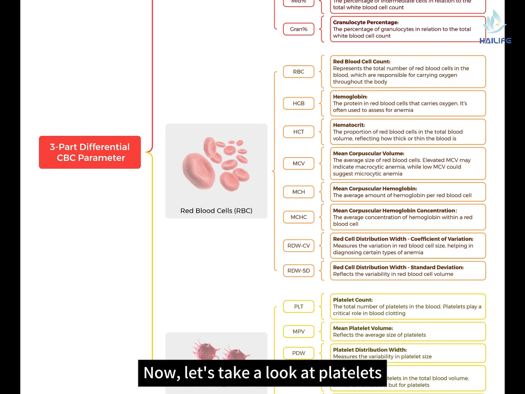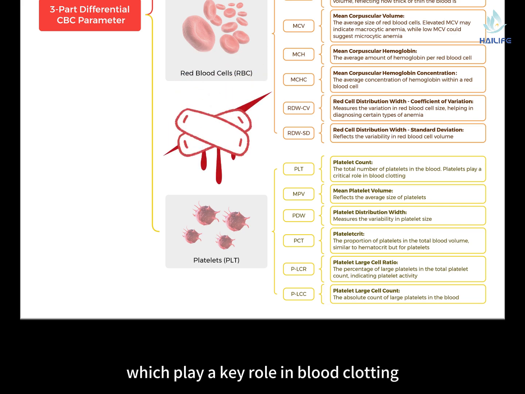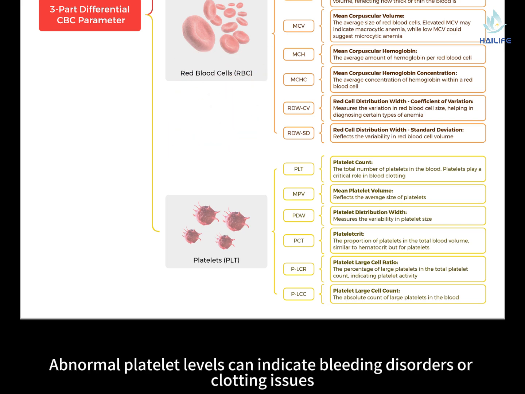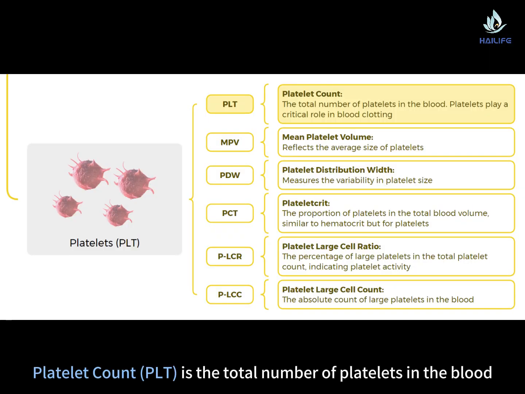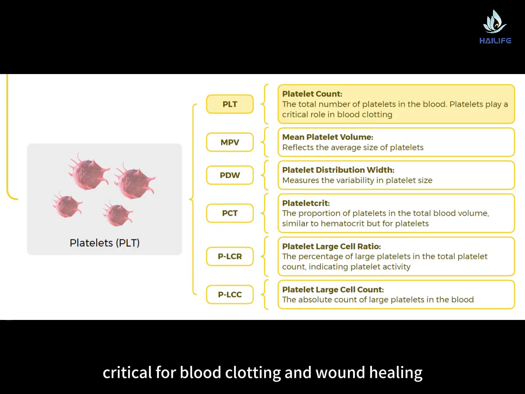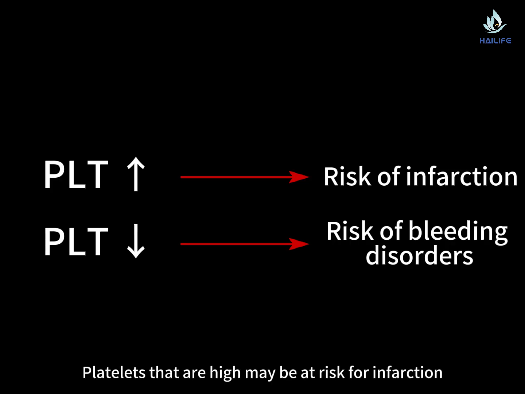Now, let's take a look at platelets, which play a key role in blood clotting. Abnormal platelet levels can indicate bleeding disorders or clotting issues. Platelet count is the total number of platelets in the blood, critical for blood clotting and wound healing. Platelets that are high may be at risk for infarction, and too low may be at risk for bleeding disorders.